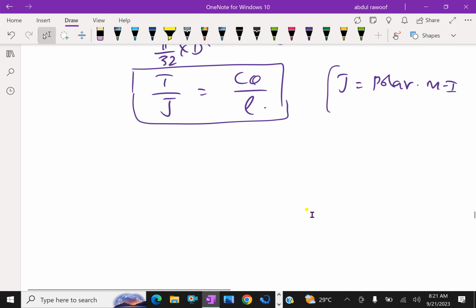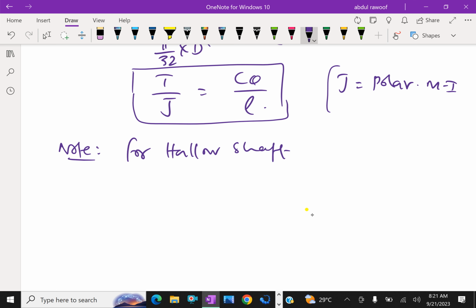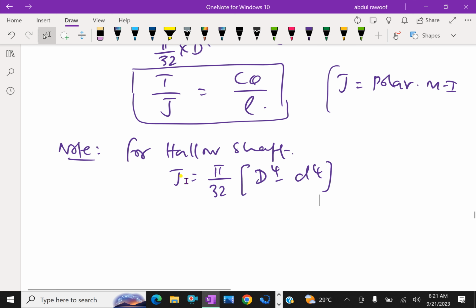Note, for a hollow shaft having diameters capital D and small d, J equals pi by 32 into D power 4 minus d power 4. We have to use this J for the hollow shaft.